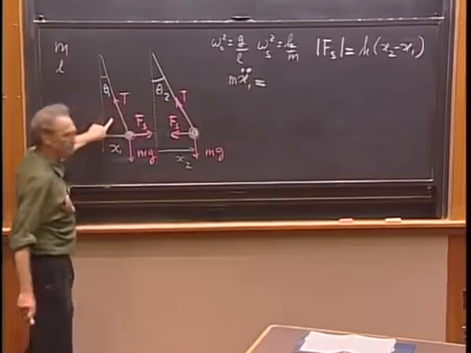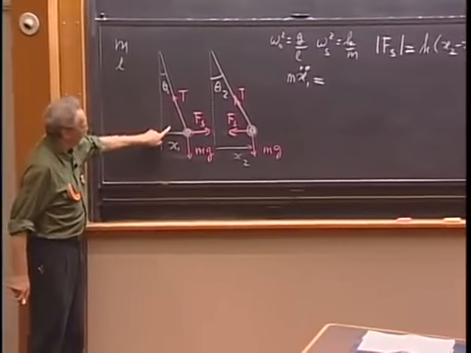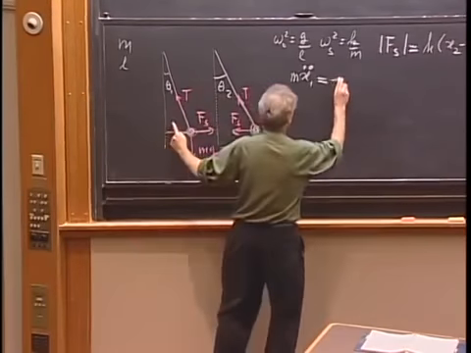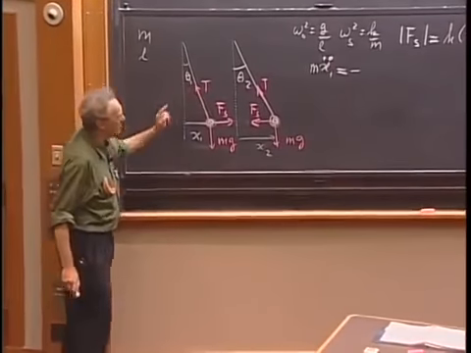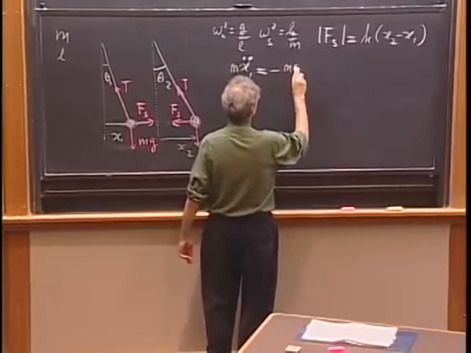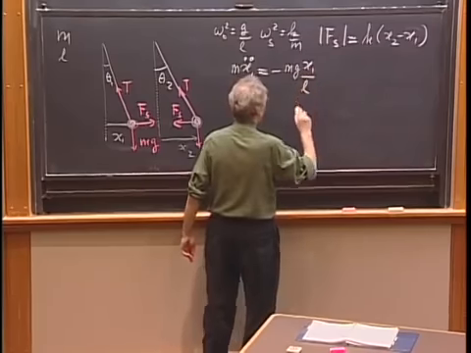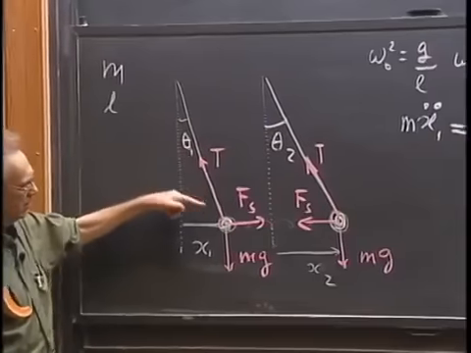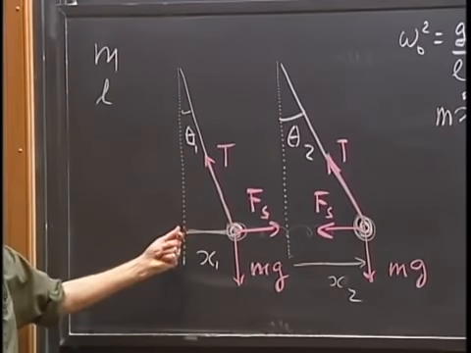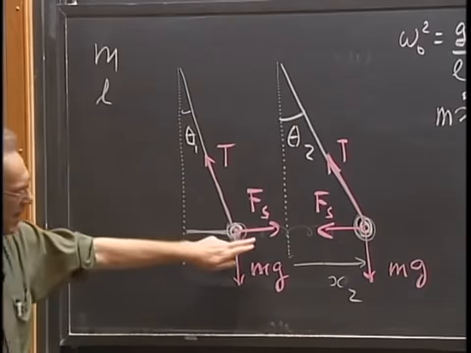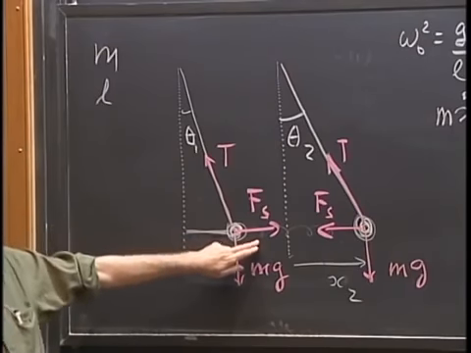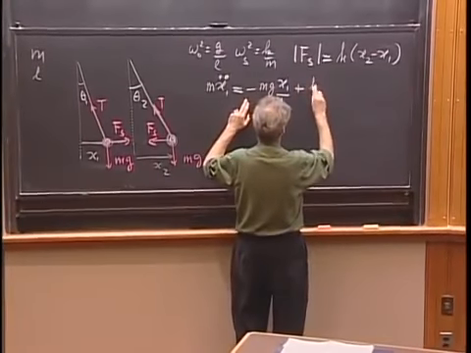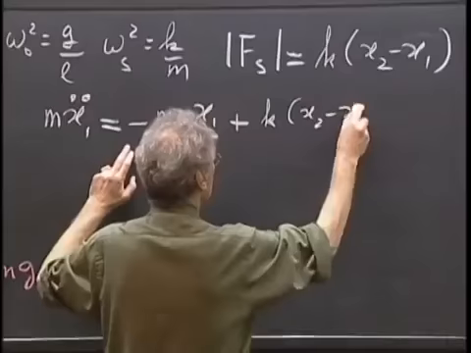So now I set up the differential equation m x1 double dot. So that's this one. Let's first do the pendulum. That is minus T times the sine of theta 1. And T is mg, so it is minus mg times x1 divided by L. Do we agree it is that horizontal component here? The horizontal component of T is driving it back to equilibrium, minus sign. Fs, the spring force, is driving it away from equilibrium. So it's going to get plus k times x2 minus x1.